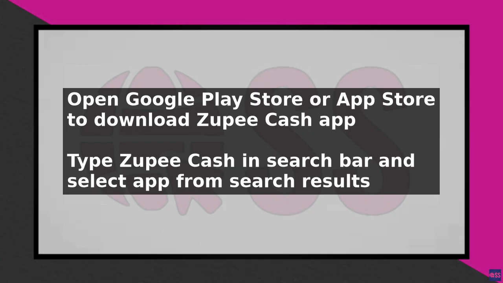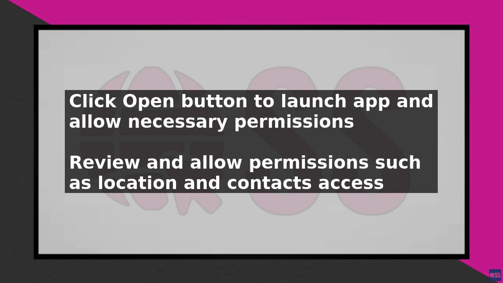Once the download is complete, click on the Open button to launch the app. You will be prompted to allow the app to access certain permissions on your device, such as location and contacts. Review the permissions and click on the Allow button to proceed.